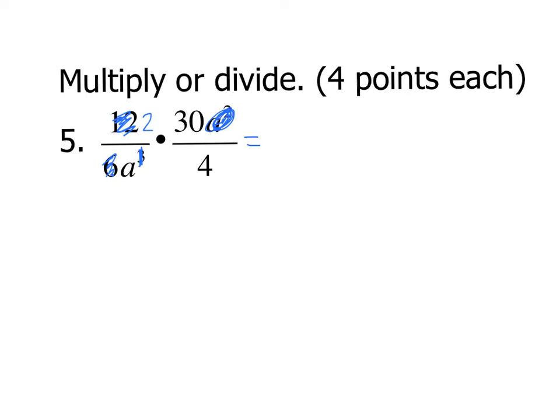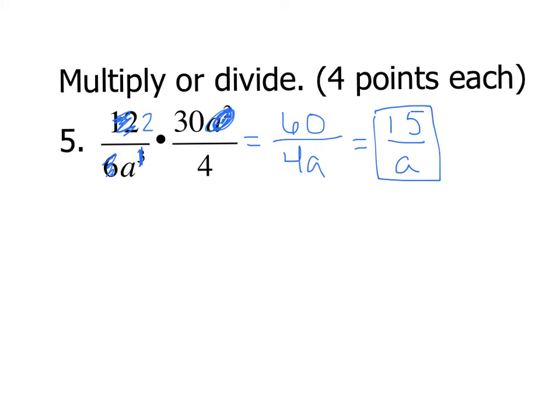So on the top I just have 2 times 30, which is 60. And on the bottom I have 4 times a, which is 4a. From there, I can simplify this further because of the 60 and 4. 60 divided by 4 is going to be 15, and that number is going to go on the top. So I'll have 15 and then over a.